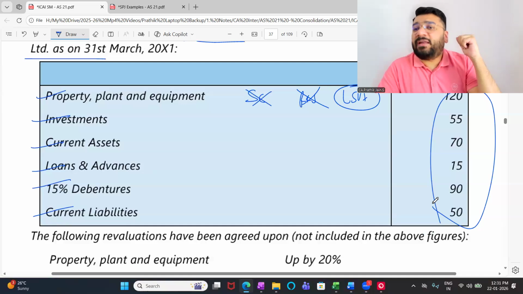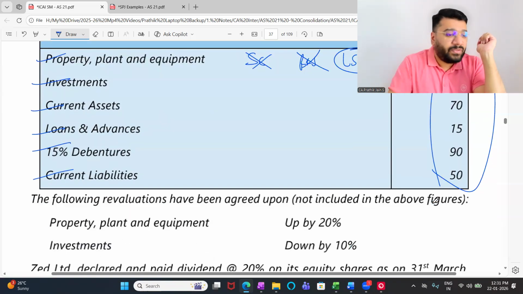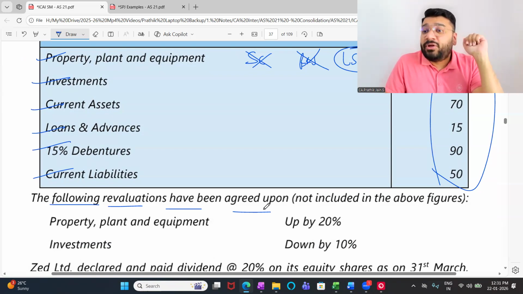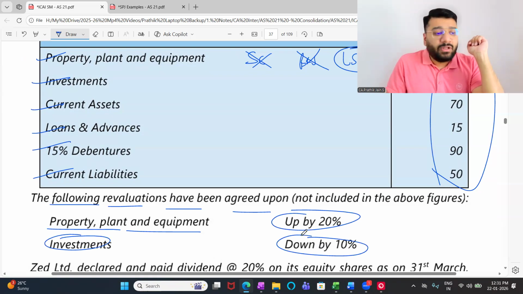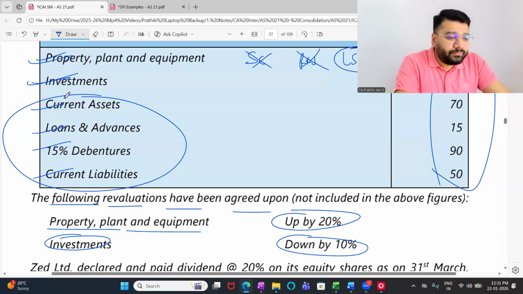If all these values are at fair value, take as it is. But if these are not at fair value, these are book value, then you are supposed to do revaluation, and then calculate the net asset for the goodwill purpose. The following revaluation have been agreed upon, which means the above figure is not fair value. The above figure is just the book value, which is the old value. So we have to now upgrade to the new value. So property plant equipment to be upgraded by 20%, investment down by 10%, which means apart from property and investment, all the other assets are carrying at the fair value. They are the true value, today's value.